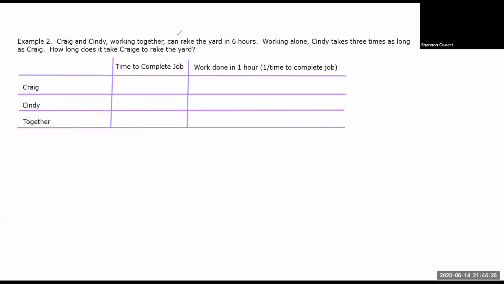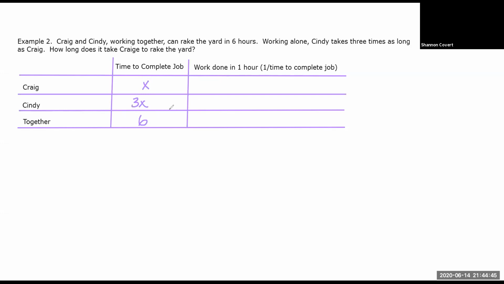Craig and Cindy working together can rake the yard in 6 hours. So in the together column, I'm going to put in there 6. Working alone, Cindy takes 3 times as long as Craig. If I call Craig x, Cindy would be 3x because that's 3 times as long.